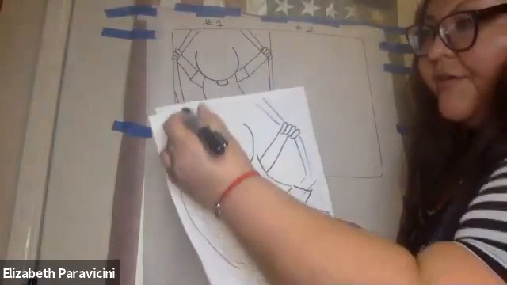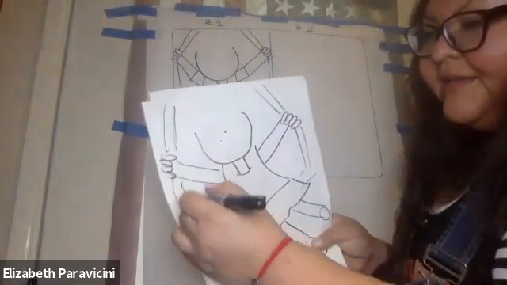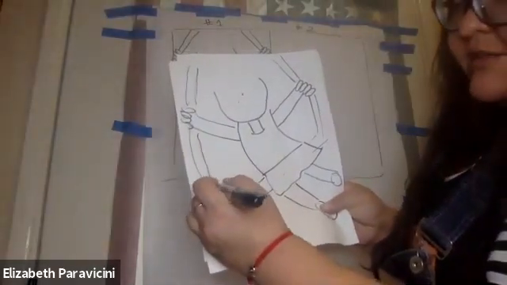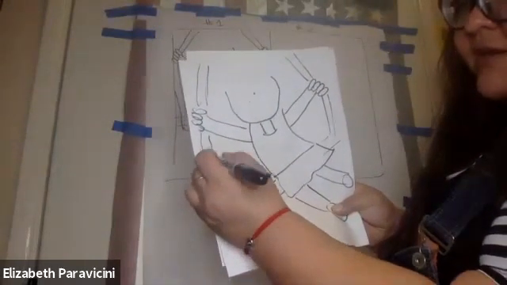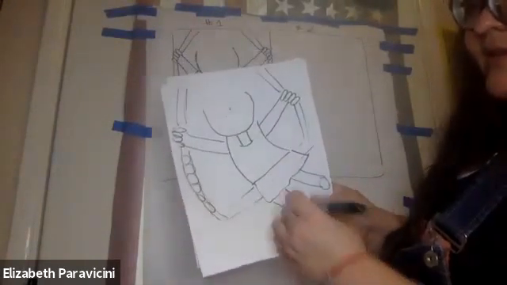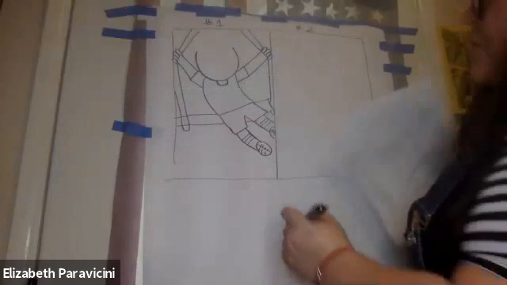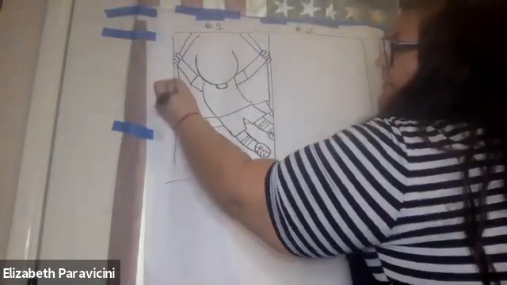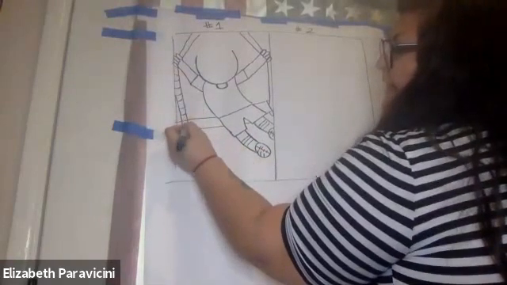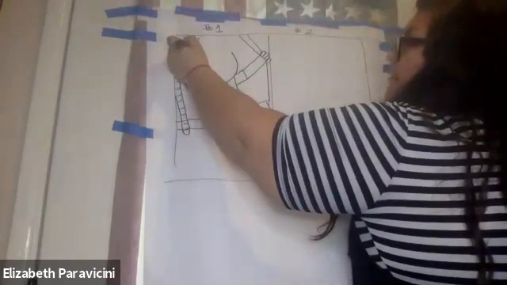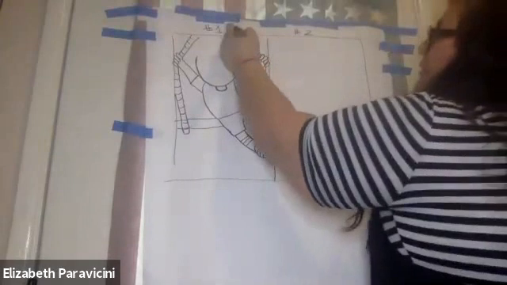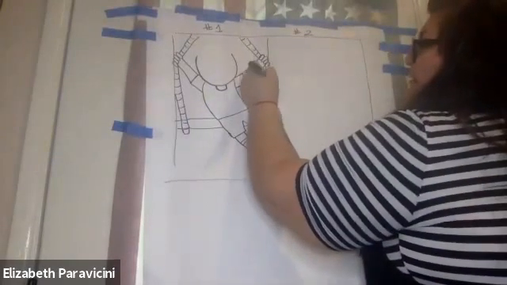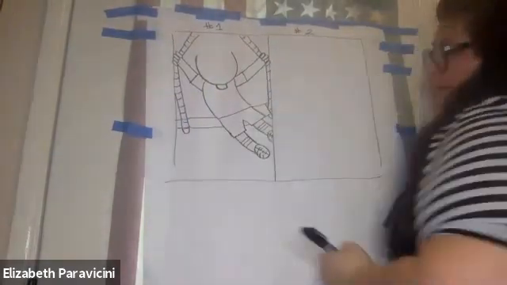Okay, so if I do a chain link, what I'm gonna do, I can just do circles here and do links like that. Or you could do rope, where you just do these curves like that on your rope. So it looks like a rope swing, just like that, okay?